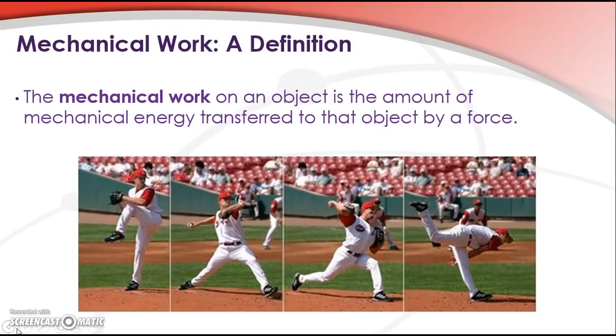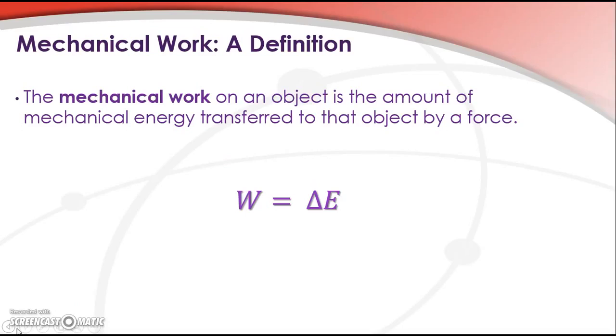So, mechanical work. We can define mechanical work on an object as the amount of mechanical energy that is transferred to that object by a force, like this pitcher's doing to the baseball, transferring his potential energy in his body to the baseball to accelerate it. And so work, we can have a pretty simple starting point definition that work is just the change in the energy.